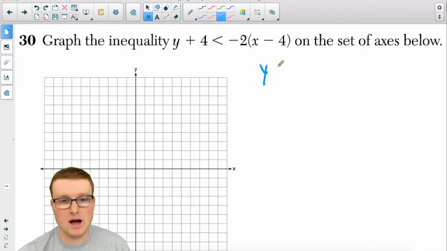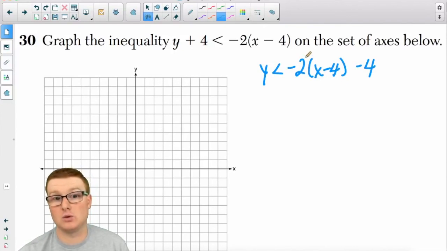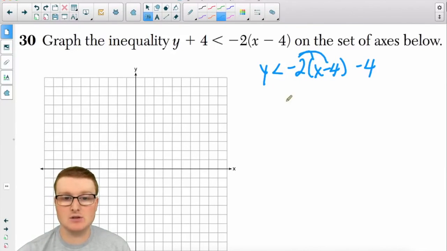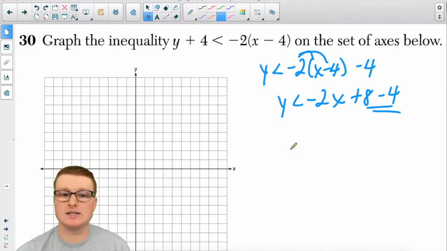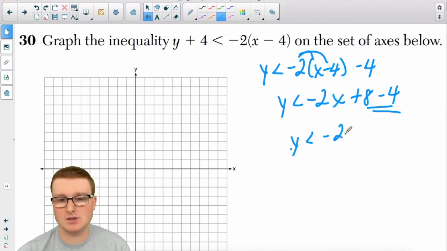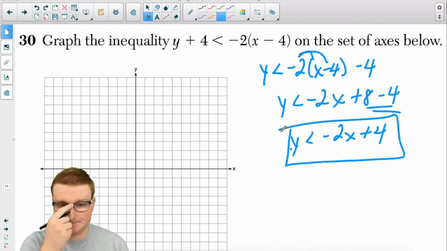Okay, so we get y is less than negative 2 times x minus 4 minus 4 when you move that 4 over. Now just distribute that negative 2. We get y is less than negative 2x. Negative 2 times the negative 4 gives you a positive 8, then the minus 4. Combine these two. 8 minus 4 is positive 4, so y is less than negative 2x plus 4. You're graphing this inequality here.